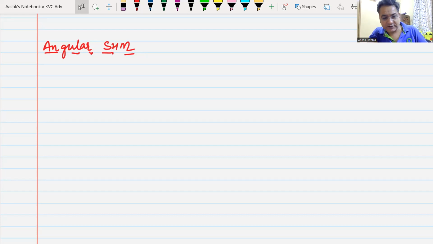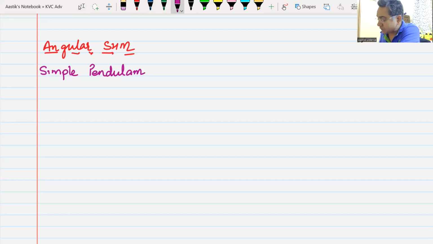Till now we were doing SHM in a straight line. Now we are going to do angular SHM. What do you mean by angular SHM? And the simple example, no idea? Sir, we can take an example of a bob and a string. Bob and a string, that is known as a simple pendulum.